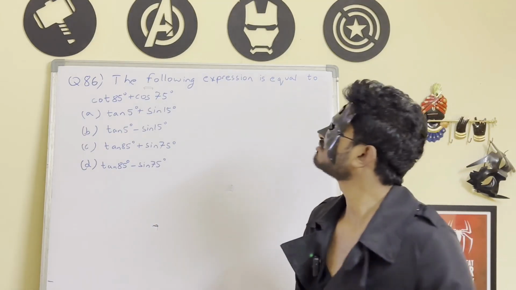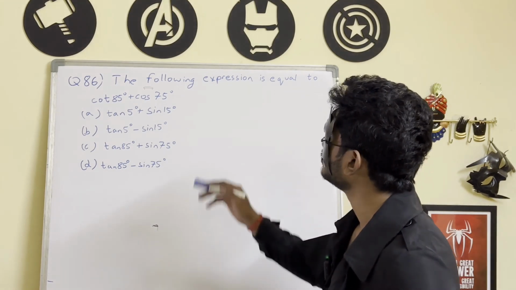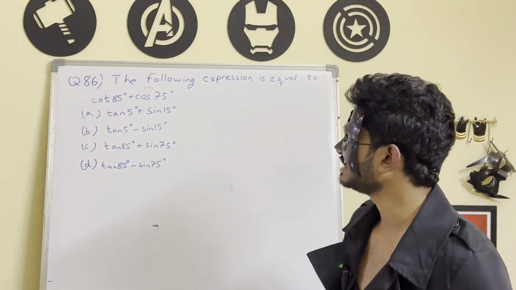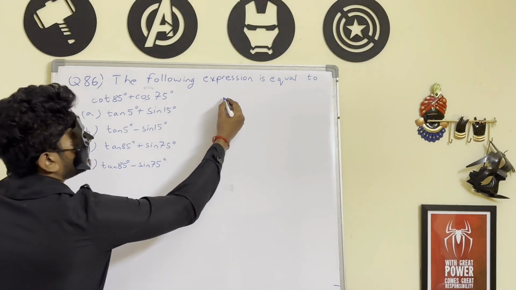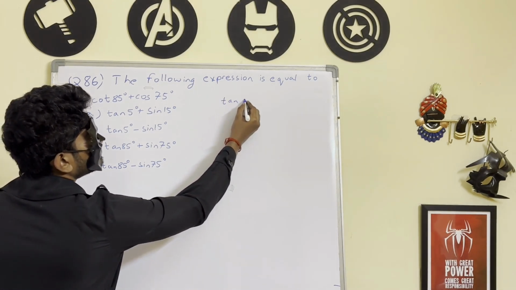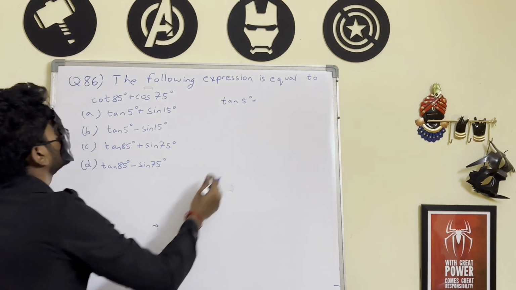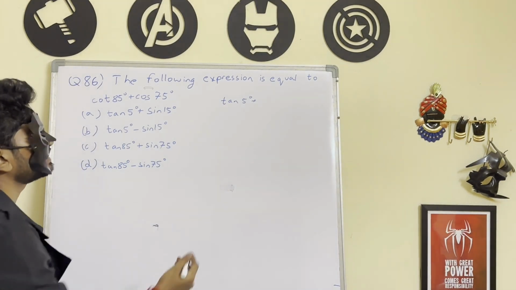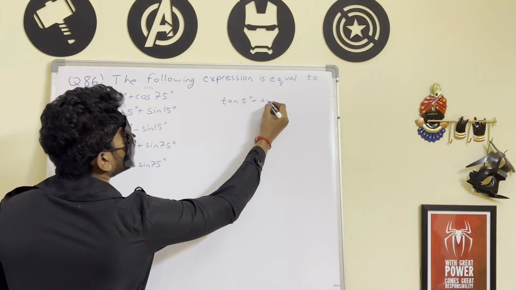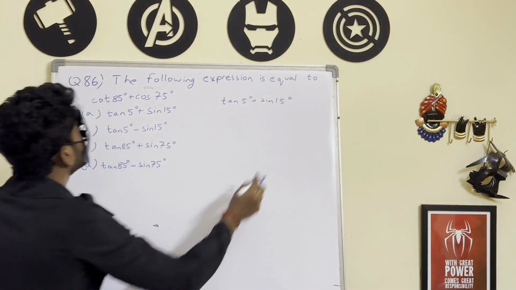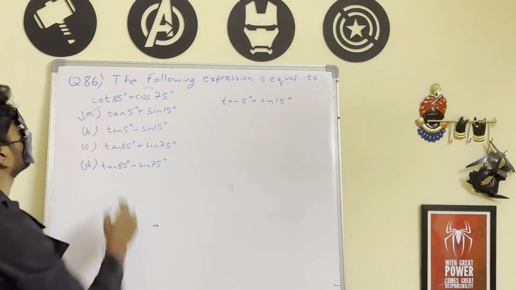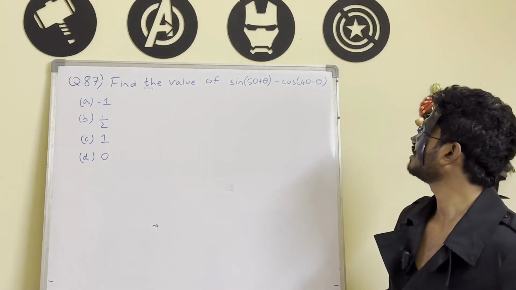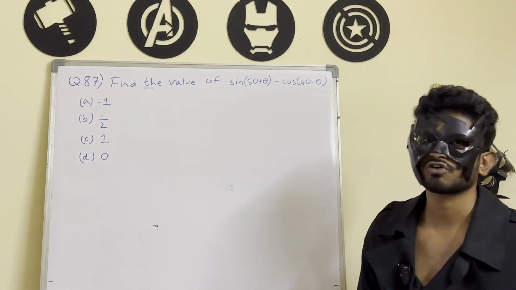So superhumans, next question is the following expression is equal to cot 85 degrees plus cos 75 degrees. So here cot 85 I can write it as tan 90 minus 85, that is tan 5 degrees, plus cos 75 I can write it as sin 90 minus 75, that is equal to sin 15 degrees. So here option A is right. So superhumans, next question is find the value of sin 50 plus theta minus cos 40 minus theta.